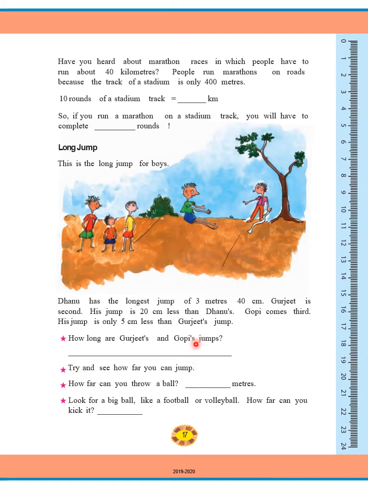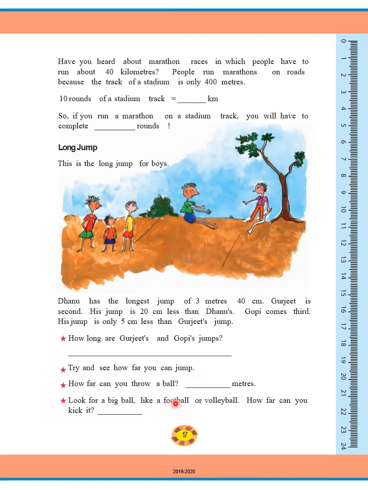And then comes Gopi's jump. So Gopi is only 5 centimeters less than Gurjeet's jump. Here Gurjeet's jump is 3 meters 20 centimeters. So we will subtract 5 centimeters from 3 meters 20 centimeters and we will get the answer, that is 3 meters and 15 centimeters. That is Gopi's long jump. Try and see how far you can jump. So we can jump around 3 meters, not more than that.